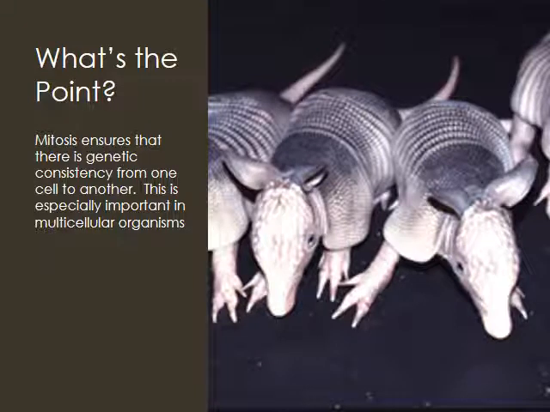So, the point of all of this is to ensure there's genetic consistency from one generation to the next, so that one organism, the parent, looks a lot like the offspring. Because if there's not that genetic consistency, then you're not going to be able to survive as well. This is especially important in multicellular organisms. It's really important for your body cells to make exact copies of themselves, because if the instructions were different, your cells wouldn't recognize each other.